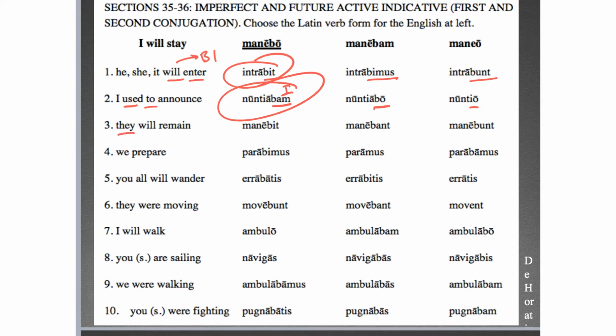All right, "they will remain," number 3. So obviously they is going to be NT. Will is going to be future. Here is future, but it's T. So that's he, she, it. Right, not they. Oops, sorry about that. Here's they, but it's BA, so that's imperfect. Here's they and future with that manebunt. So that's going to be correct. All right, and again, I'll leave the rest to you.